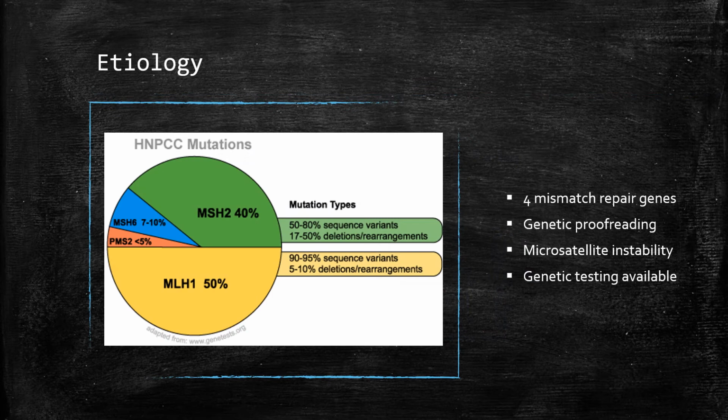Patients affected with HNPCC inherit one of 4 mismatch repair genes. The job of these genes is genetic proofreading and correcting any mistakes that may occur, so it's easy to see how cancer might develop if this function has been lost. Genetic testing is available for the 4 known genes responsible for this syndrome. The pathologic hallmark of this disease is microsatellite instability.